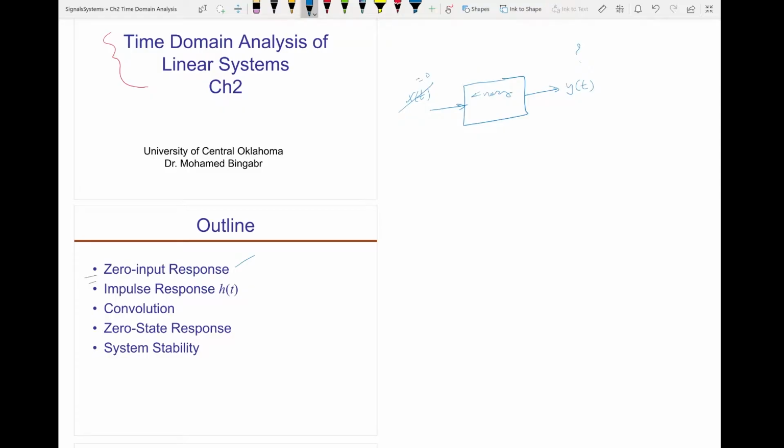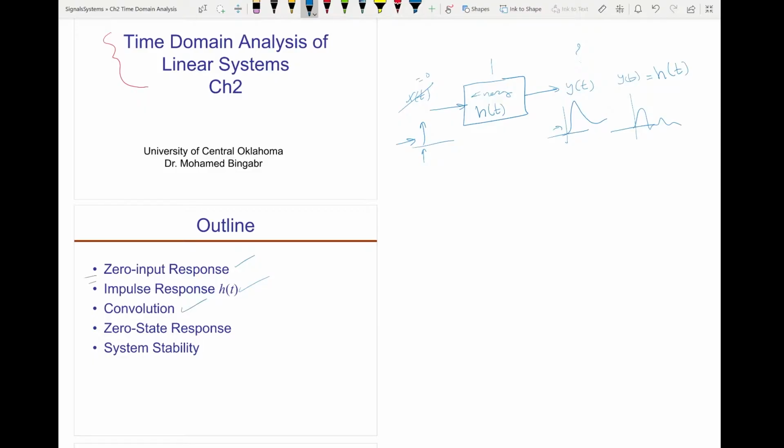The second topic will be the impulse response, h of t. That means if I excite this system with an impulse and I get an output that may look something like this, or it could be sinusoidal, this special output we will call the impulse response, h of t. That h of t basically describes the system, and we call it the impulse response of the system. The impulse contains many frequency components, so the output will tell us how the system responds to the different frequency content in this impulse.